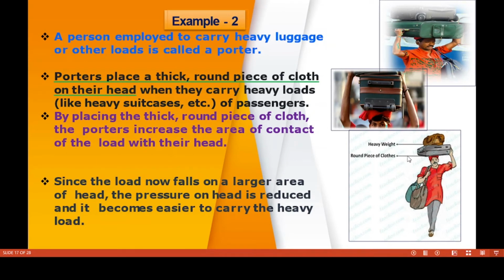Have you seen this man? Yes, this is a person employed to carry heavy luggage or other loads, called a porter. Mostly at railway stations we see these porters. Porters place a thick round piece of cloth on their head when they carry heavy loads of passengers. By placing the thick round piece of cloth, the porter increases the area of contact.